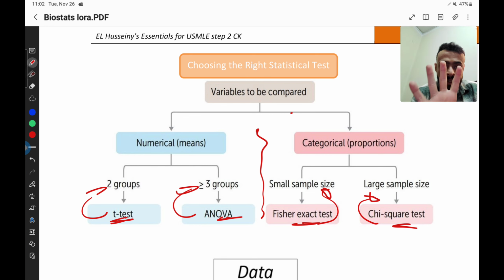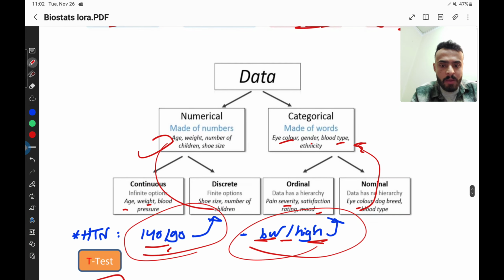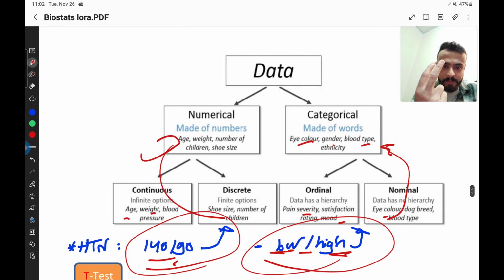I have 4 statistical tests, depending on the data that I collected from the participants in the experiment. So I will start by explaining types of data. We have 2 big types of data. Categorical, that deals with categories, something that cannot be measured in numbers, like eye color, blood type, gender, pain severity. And numerical, the name tells us, so it deals with numbers.